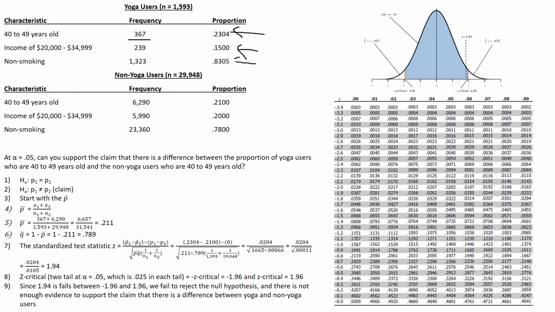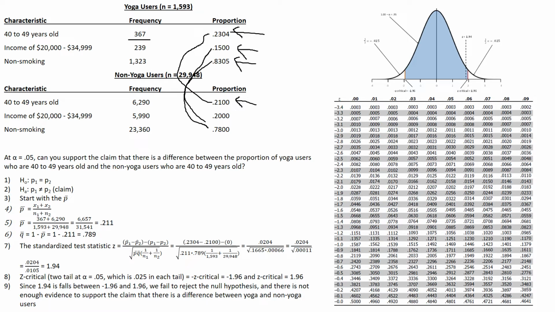And these are not unique. That's why this adds up to more than 100%. We're looking at different characteristics. What we want to compare is the non-yoga users, 40 to 49, 6,290 out of 29,948, which is 0.21. Really, what we're going to be doing is comparing this group to that group. For income, this group to that group. And non-smoking, this group to that group.